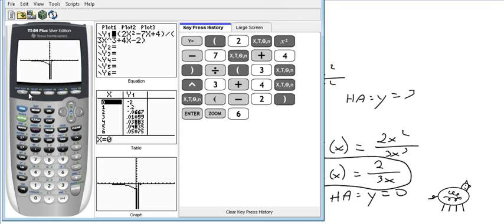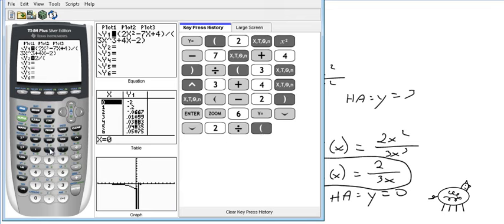Now what I want to do is graph that along with the end behavior model. I'm going to put that in y2. So that's going to be 2 divided by, make sure you put this in parentheses, otherwise it will say 2 divided by 3 and multiply the whole thing by x. So 2 divided by 3x, and then graph that one.